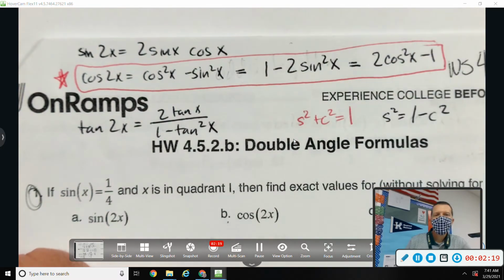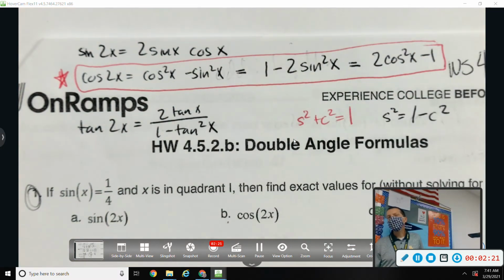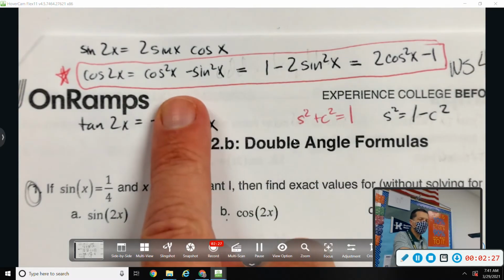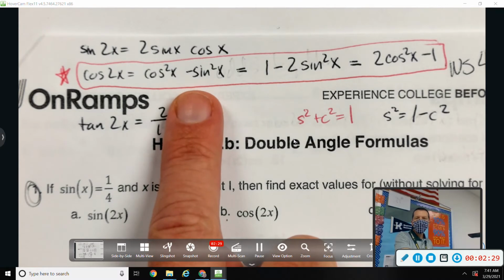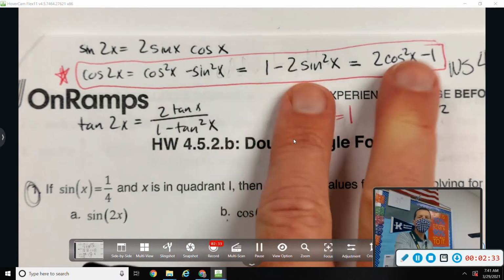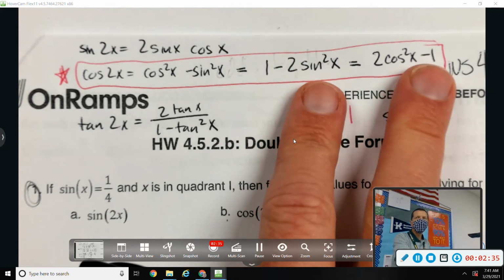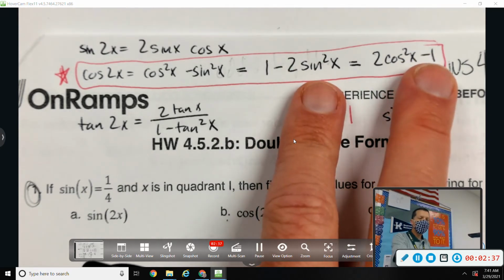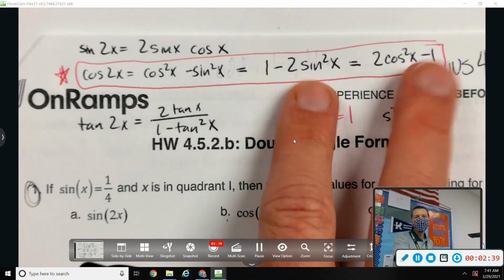So we need to readjust our thinking on the cosine double angle formula. If it's just up to you, you're probably just going to use this one and be fine. But we're going to write some problems that force you into knowing these two as well. So the only new thing today are these other two statements of cosine of 2x.